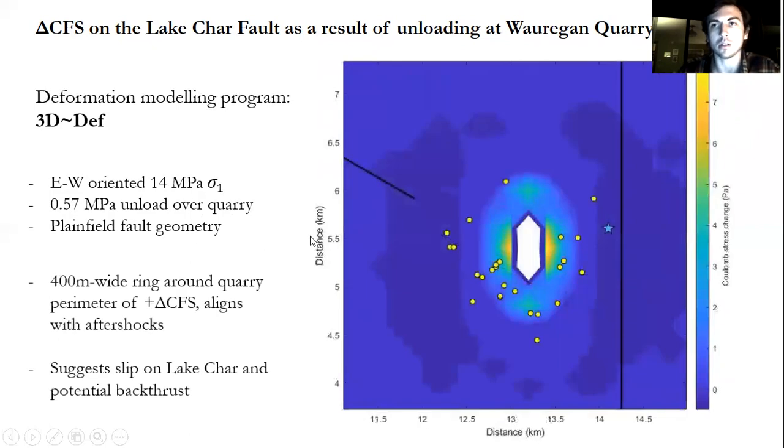So now if we zoom in on the quarry area, you can see there's about a 400-meter wide ring around the quarry perimeter, corresponding to increased change in Coulomb failure stress. And this increased ring of change in the Coulomb failure stress aligns with many of the aftershocks, as you can see. And there's a darker lobe on this side, and then there's also a mirror image of that dark lobe on the other side, which suggests that the area around the quarry was actually kind of popped up. And so following the main shock of thrust on the Lake Char Fault, there is potentially a back thrusting, which we investigate further with this cross section from A to B.